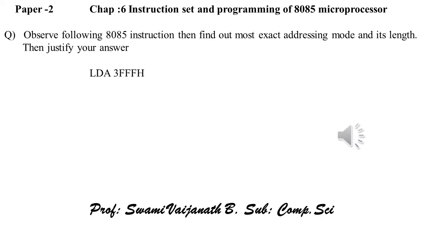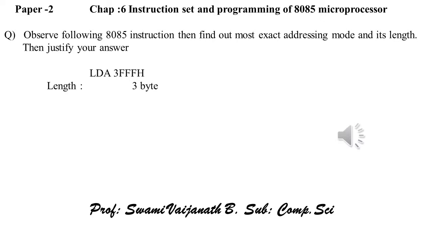Hello, the instruction LDA 3FFH has a length of 3 bytes. Why is it 3 bytes? Because 16-bit immediate data appears in the instruction. The 16-bit immediate data may be any one of 0000H to FFFFH. So its length is 3 bytes.